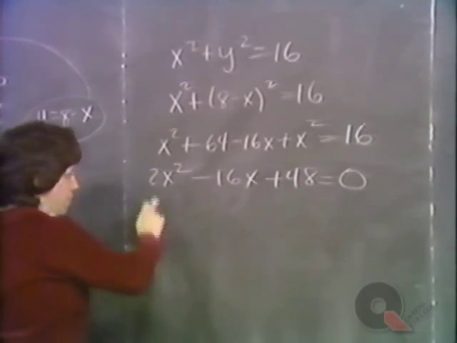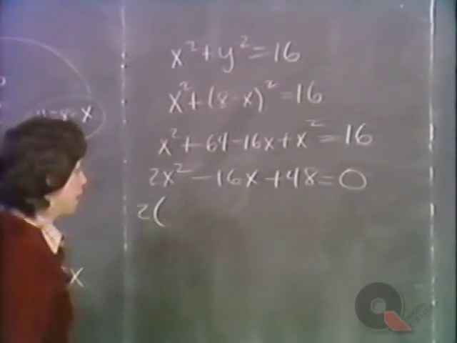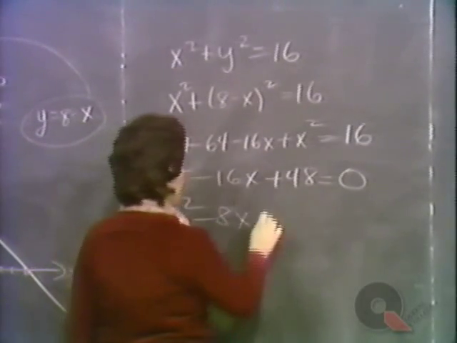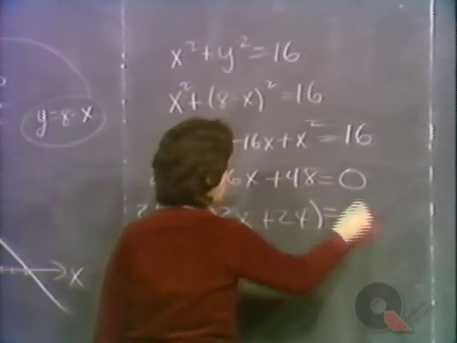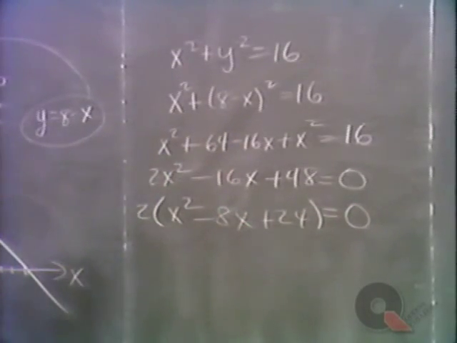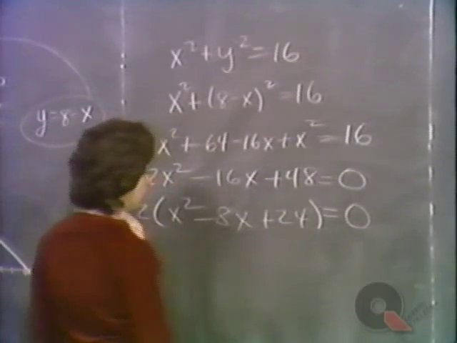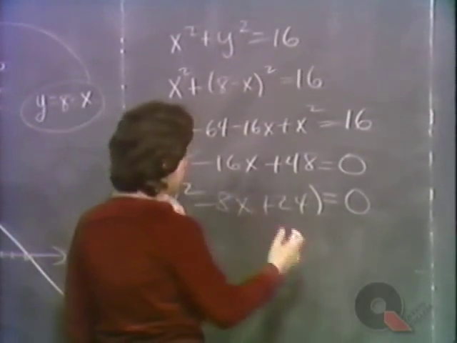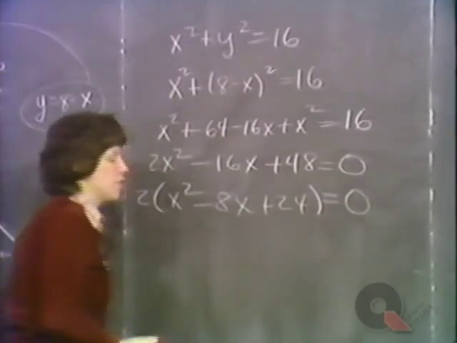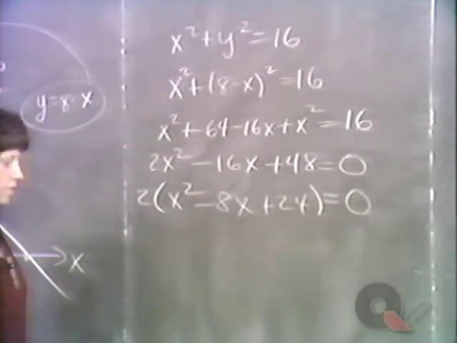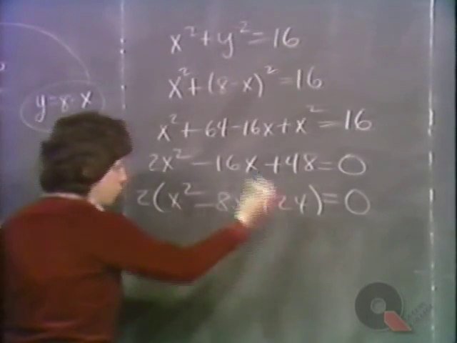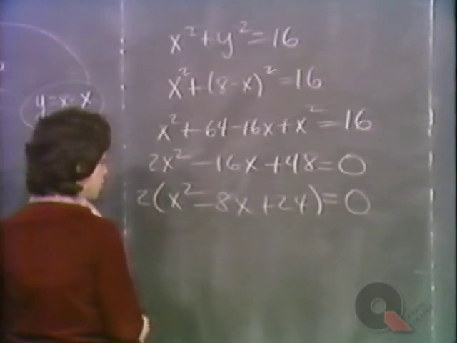Trying to factor this, I first see that there is a factor of 2 in common in all the terms, so I can pull it out. x squared minus 8x plus 24. We're looking to solve this quadratic equation. If you're good at factoring, you can go through the possibilities very quickly and say there are no two integers that multiply to 24 and add to minus 8. If you can't do that, we can certainly try it by the quadratic formula.